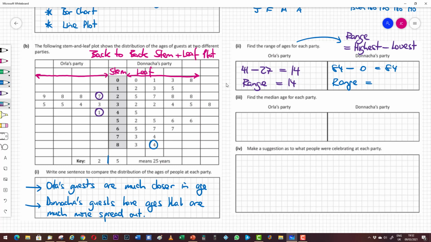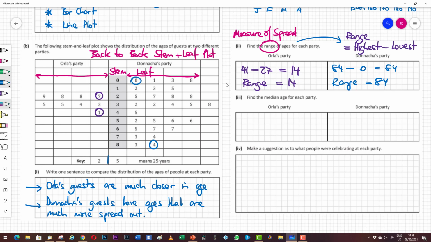Range is 84. And I would just write down in a different color pen on that question that the range is a measure of spread. And so we can see Donica's party, the ages are much more spread out than Orla's party.